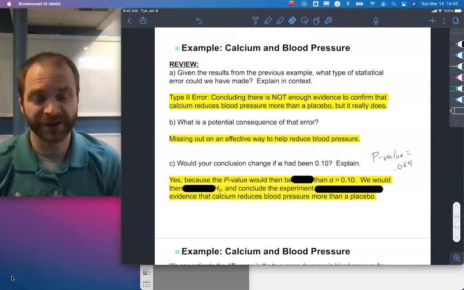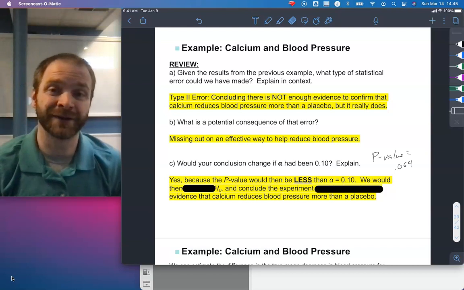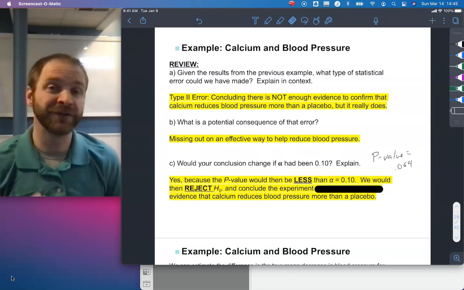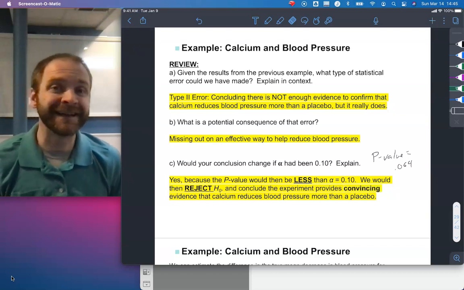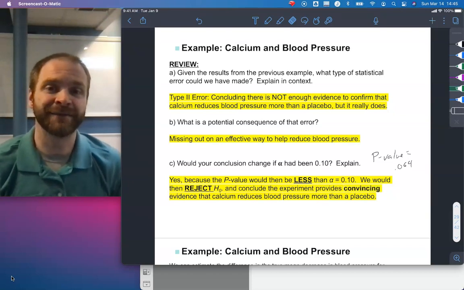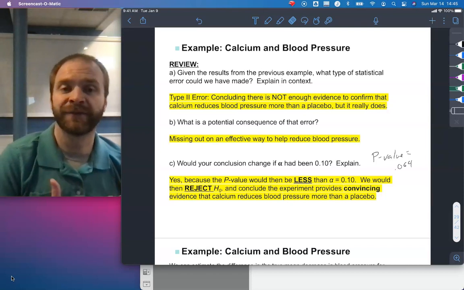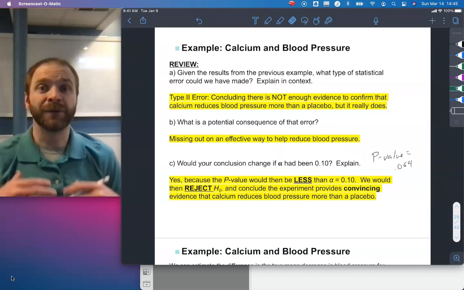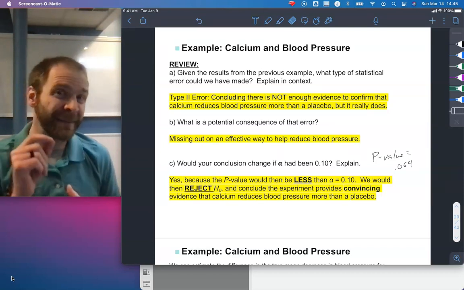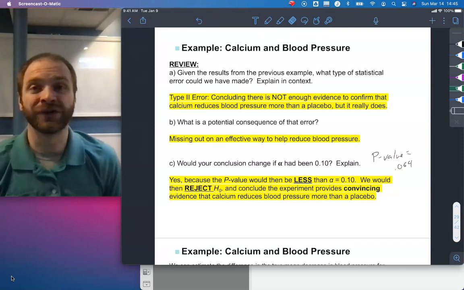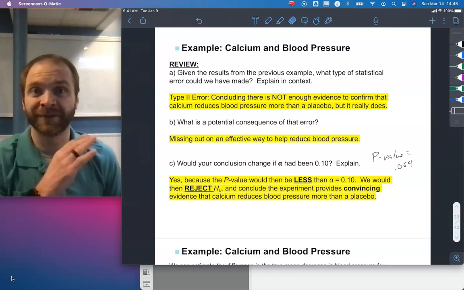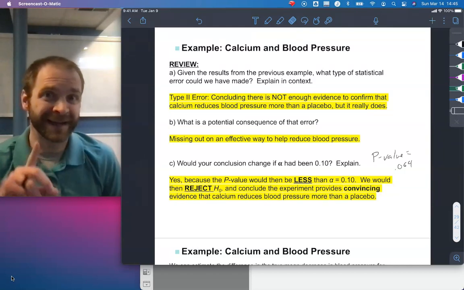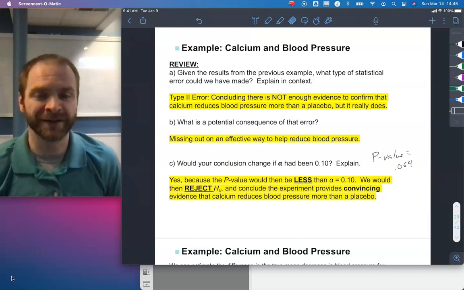That would change our conclusion because our p-value is less than 0.10, which means we would then be able to reject the null. And we would be able to conclude that there is convincing evidence that calcium supplements can reduce the systolic blood pressure more than a placebo. So when you change your significance level, there's a possibility that you could change your results. Again, pushing what you discovered in the state plan to conclude one step further, and that's where part B and free response questions come into play.